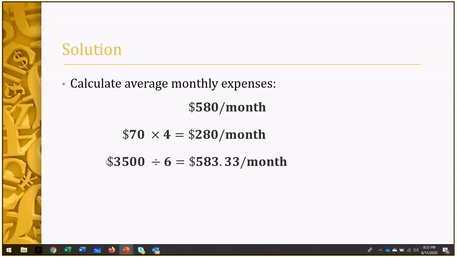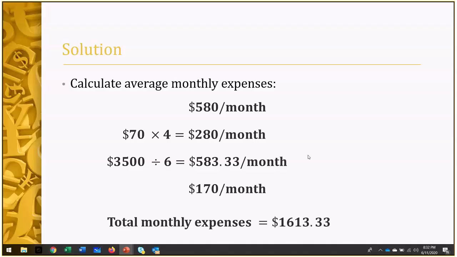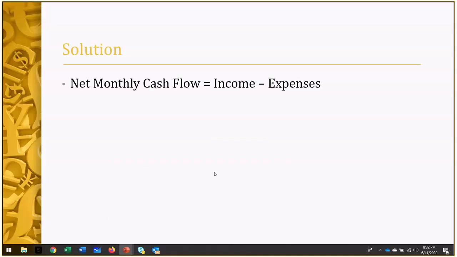Next, I took the $3,500 and divided it by 6 based on what I said before. If you're paying it twice a year, you're paying it every 6 months. So just divide it by 6, and that'll give you a monthly amount. And the last one was already a monthly amount, so I didn't have to touch that one. Now that they're all monthly expenses, I can add these up. And I got a total of about $1,613.33. And then in the last step, I'm going to subtract the income minus the expenses to see how much is left over after everything's been paid.